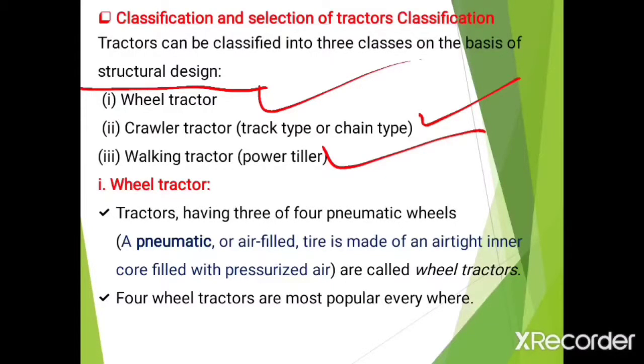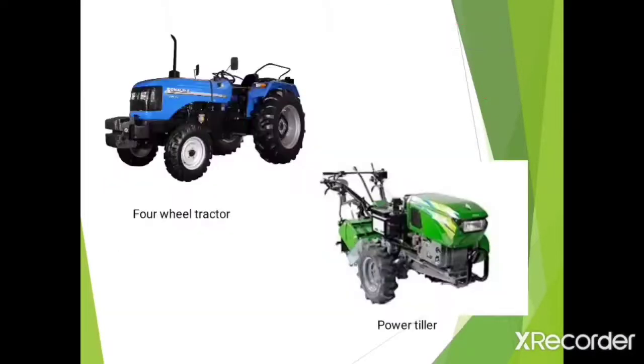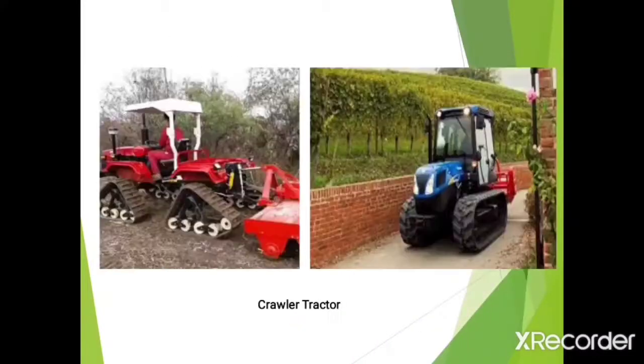Let's start with the first classification of tractor, the wheel tractor. These are tractors having 3 or 4 pneumatic wheels. Pneumatic means an air-filled tire made up of an airtight inner core filled with pressurized air. So tractors which have 3 or 4 pneumatic wheels are called wheel tractors. Four-wheel tractors are most popular everywhere, as we know. These are examples of a four-wheel tractor, and this is a power tiller, and this is the crawler tractor.